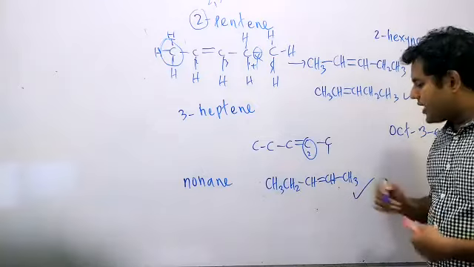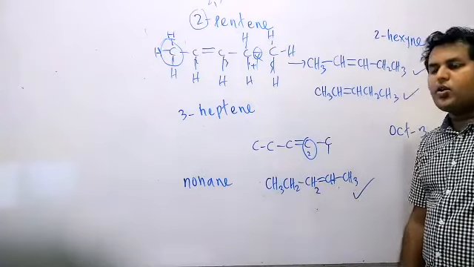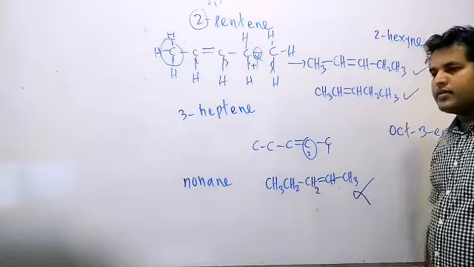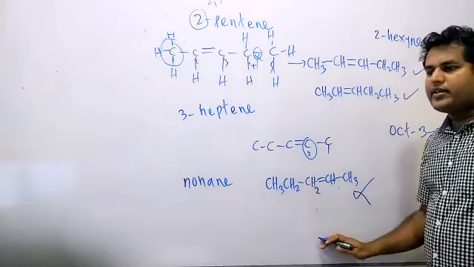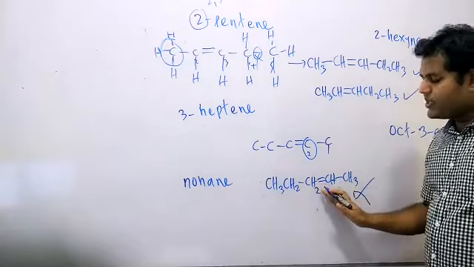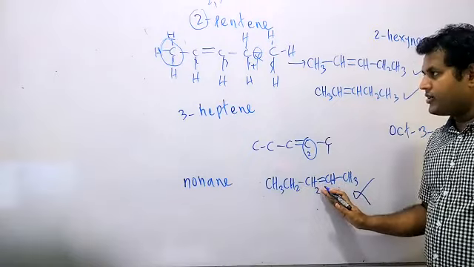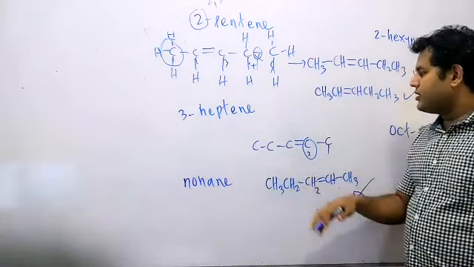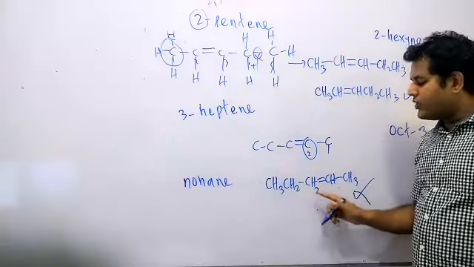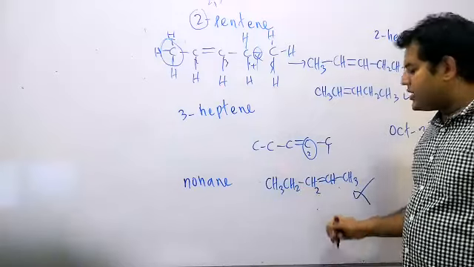So if you have written CH2 here, that's totally incorrect. You don't get marks. You can't write CH2. When you have a double bond, how can you write CH2 at the center? At the terminal you can write it when you have a double bond, but at the center CH2 is incorrect. It is exceeding the octet.